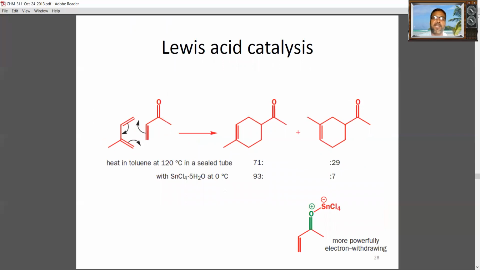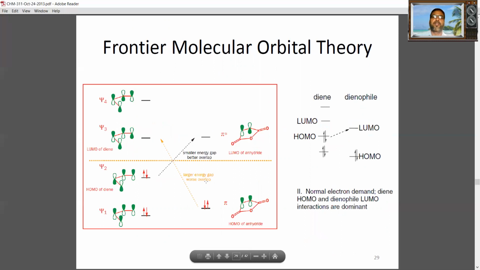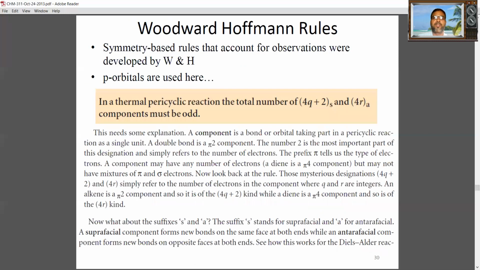Now, Lewis acid catalysis. Heat in toluene at 120 degrees Celsius in a sealed tube, or with tin chloride pentahydrate at 0 degrees Celsius. You will get the two products. One is 93% resolved. Now, if you add more powerfully electron withdrawing groups, then this. So for the molecular orbitals, you can see Psi1, Psi2, Psi3, Psi4. You have this diene and dienophile.